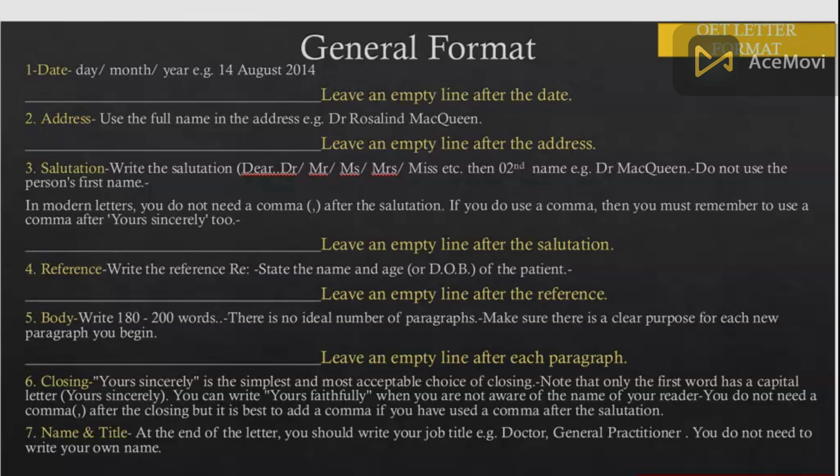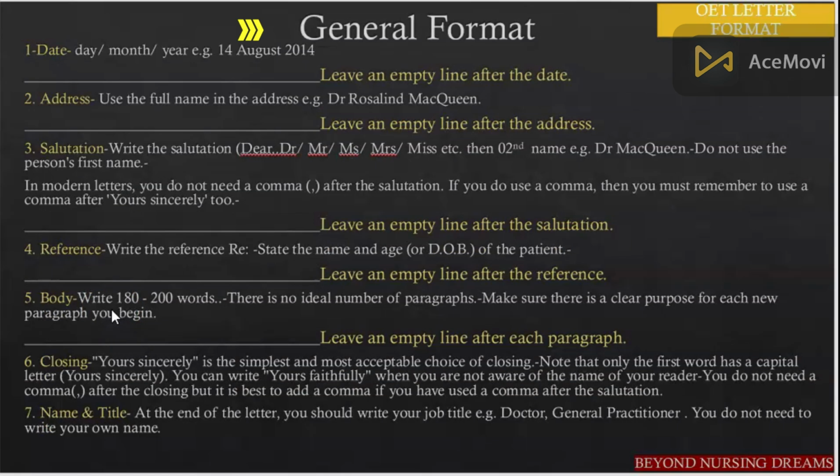So friends, this should be the general format of your OET letter. At the top you will write the date, then the address, which could be 2 addresses or 3, then the salutation, and after that the reference line. Number 5, there will be the body of the letter. Here you will write 180 to 200 words. And the last paragraph is called the closing paragraph.